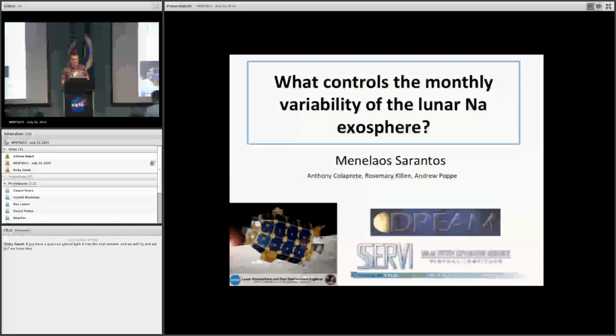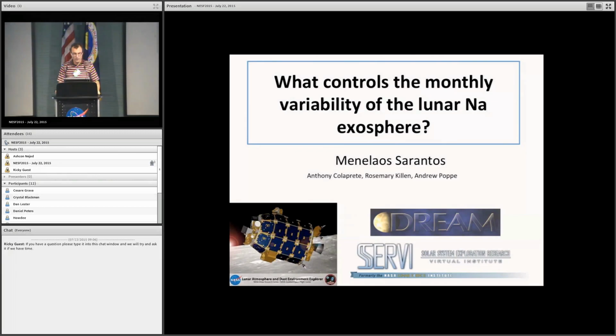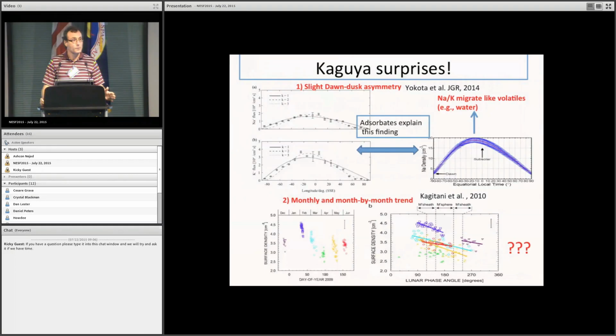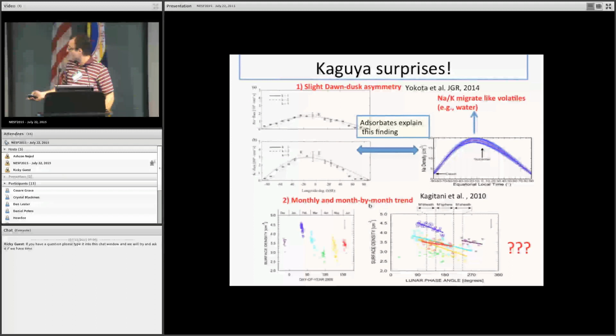So this presentation touches upon the themes that will be further developed during our follow-up session, namely the effects of dust, solar wind, and UV light on both the surface and the exosphere of the moon. And it will do so by examining the newest observations we've had of the lunar sodium exosphere.